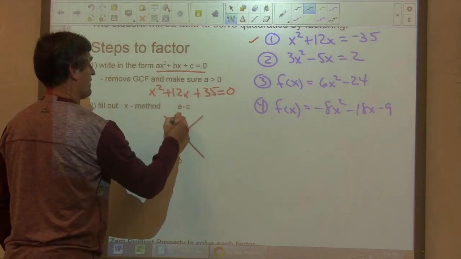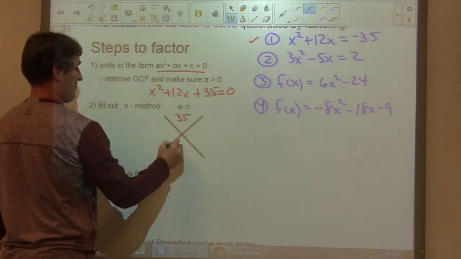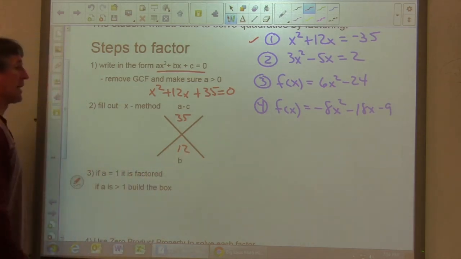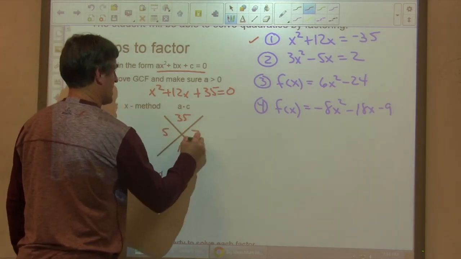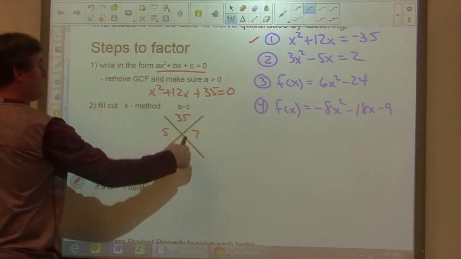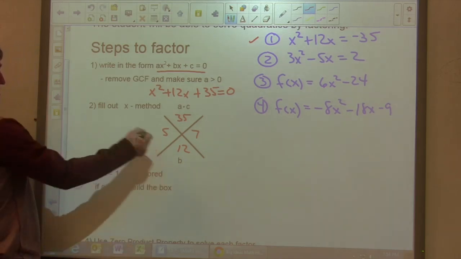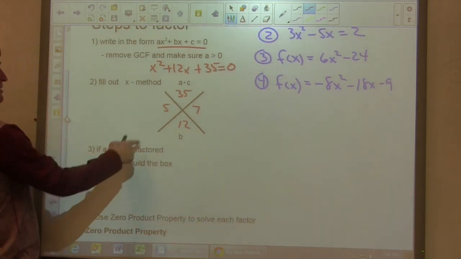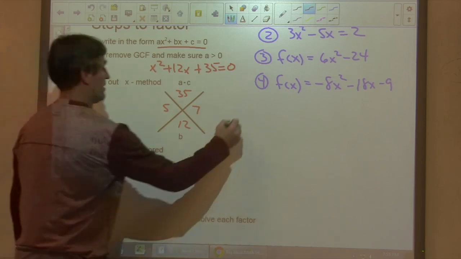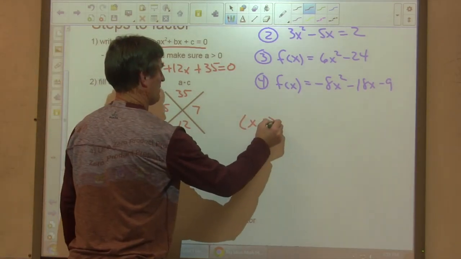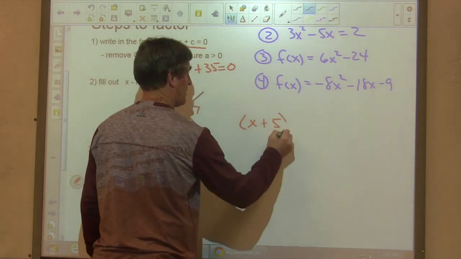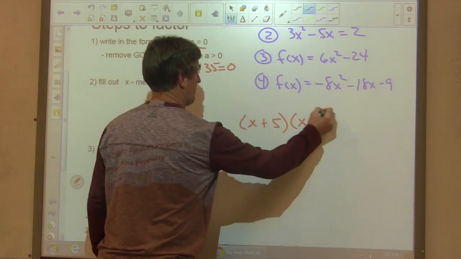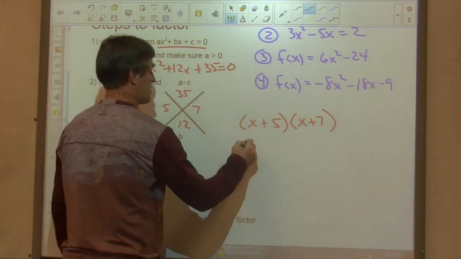1 times 35 is 35. 12. So we need the numbers that multiply to give you 35 and add up to give you 12, which are 5 and 7. 5 times 7 is 35. 5 plus 7 is 12. Our first number is 1, so it's factored. So it's x plus 5, x plus 5 and x plus 7. And so we set those equal to 0.